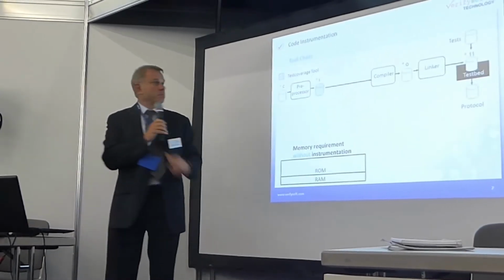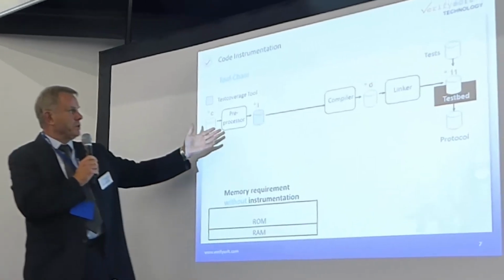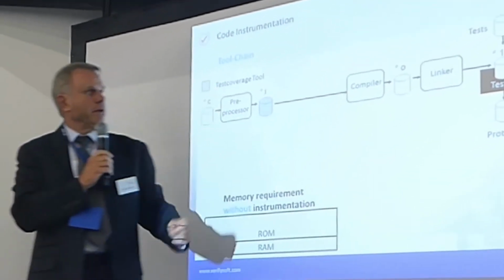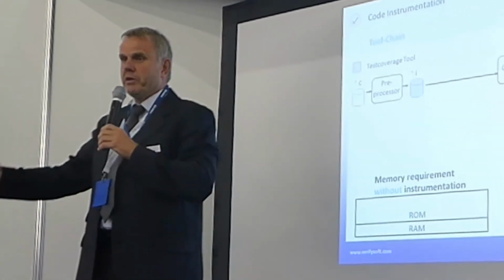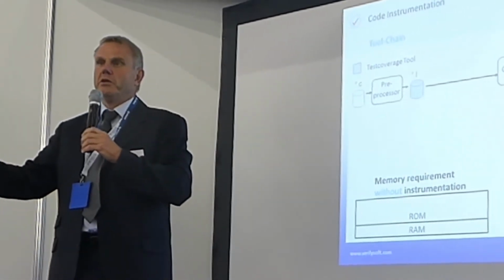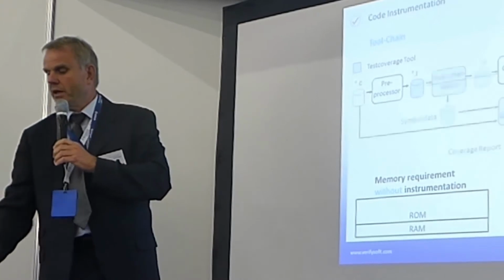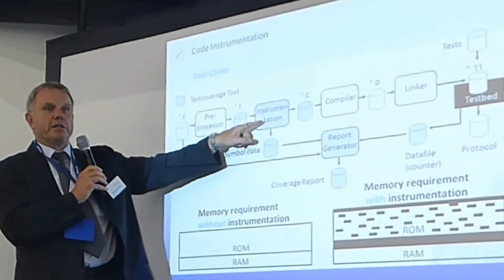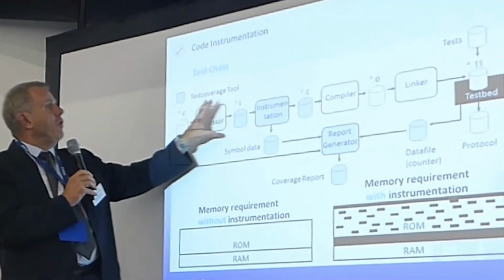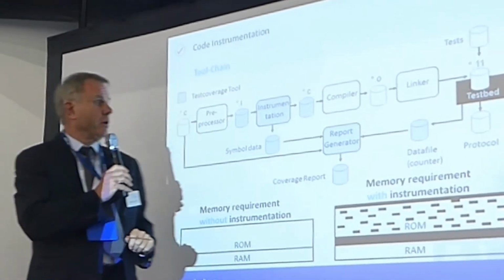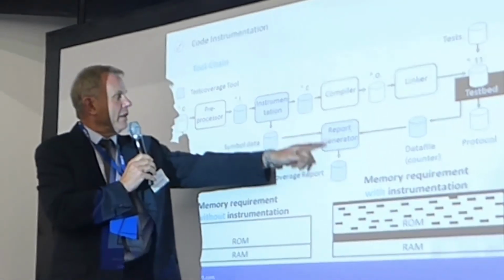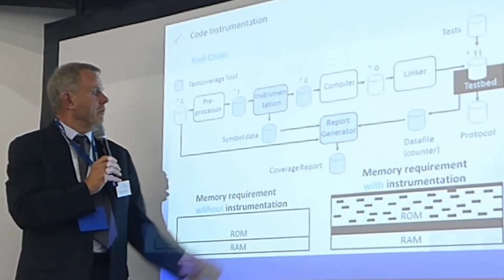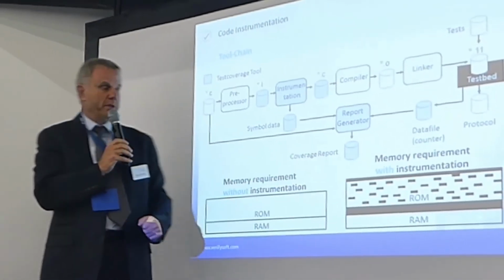So here is a picture about this. This is the normal process. You have the preprocessor, you have the compiler, the linker, and you get here the test results. But then you have test results, but you do not yet know which parts are tested. So for this, we add here the instrumentation. We add these counters here. We perform the same as before. And at the end, we get here a coverage report to show you what has been tested.